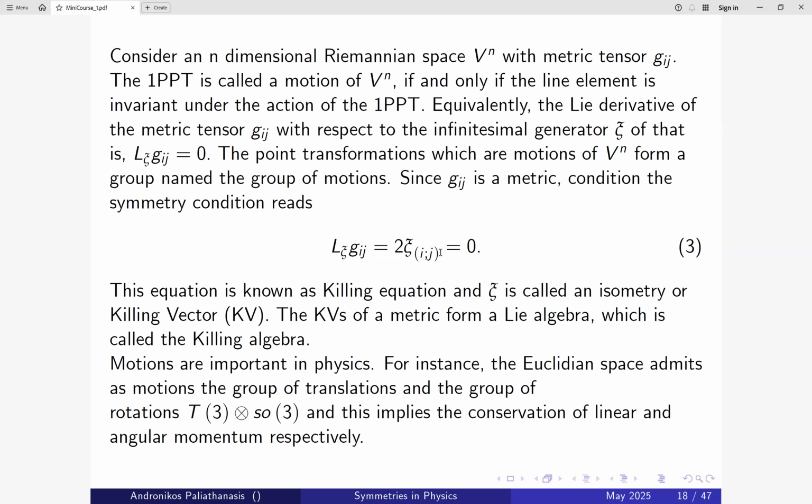Motions are important in physics and in our real world, our Newtonian world. For instance, the Euclidean space admits as motions the group of translations and the group of rotations, and this implies the conservation of linear and angular momentum, respectively.